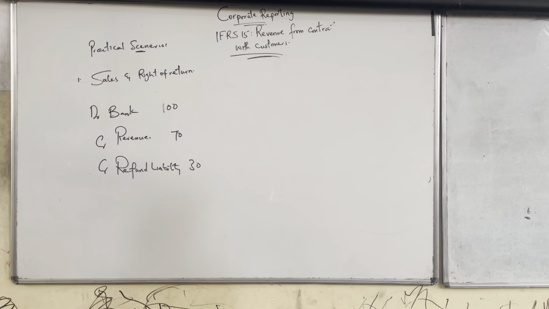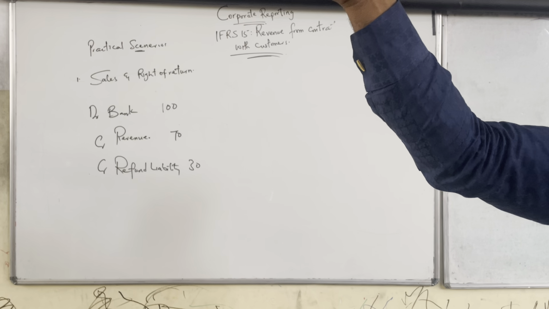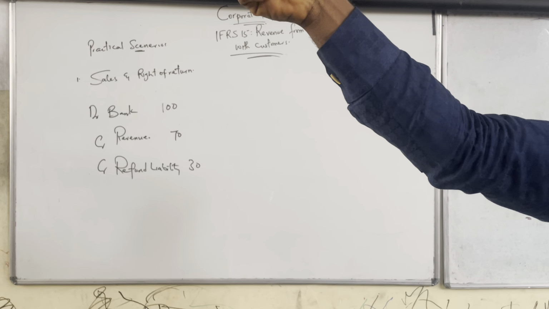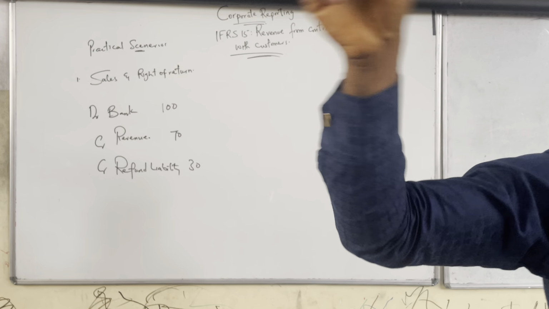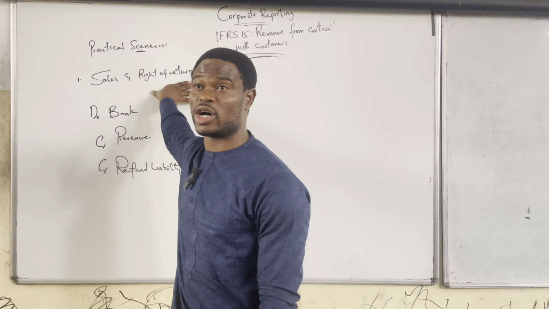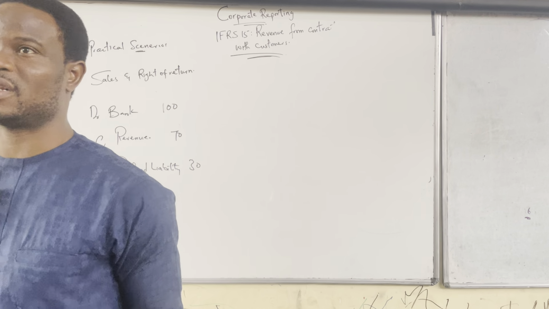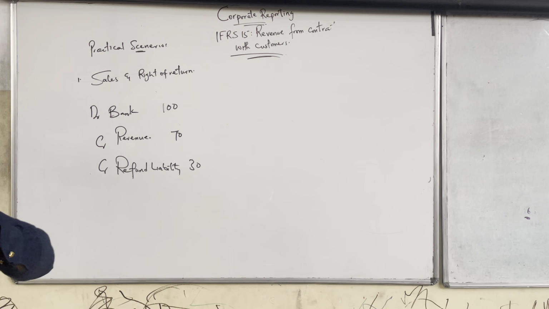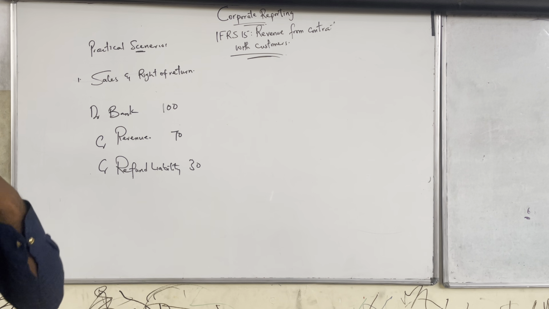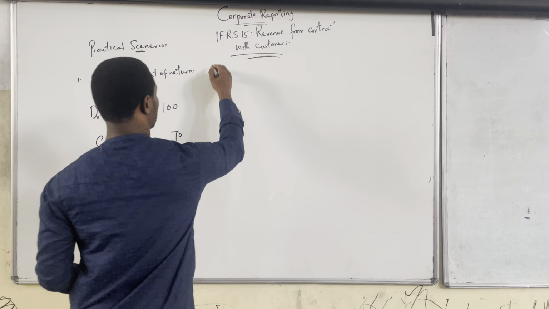So that means your statement of financial position, your inventory will go up. And don't forget, your cost of sales, there's inventory there too. So inventory will impact your cost of sales too. Fantastic. That is all for sales and right of return. It's not so difficult. It's practical. Now, the second one I want us to look at, which they ask often, is warranties.